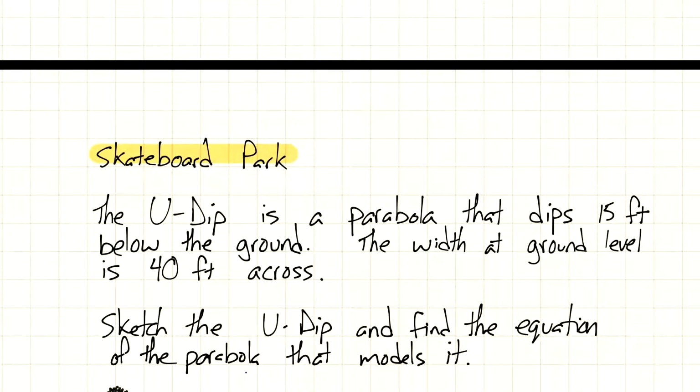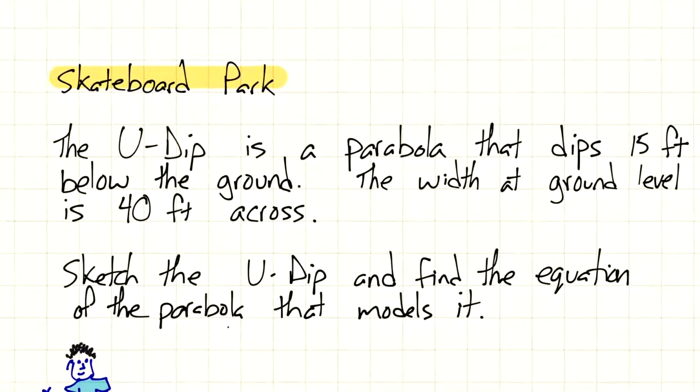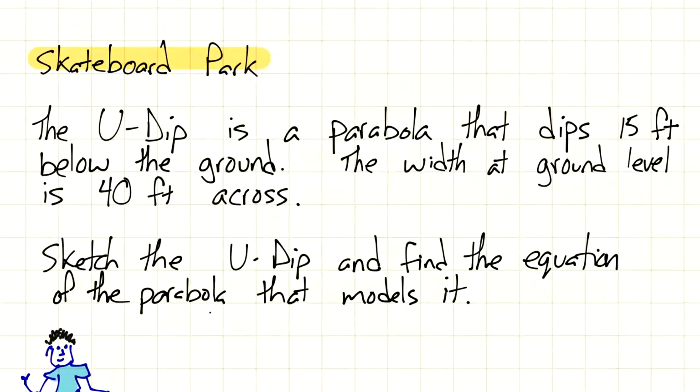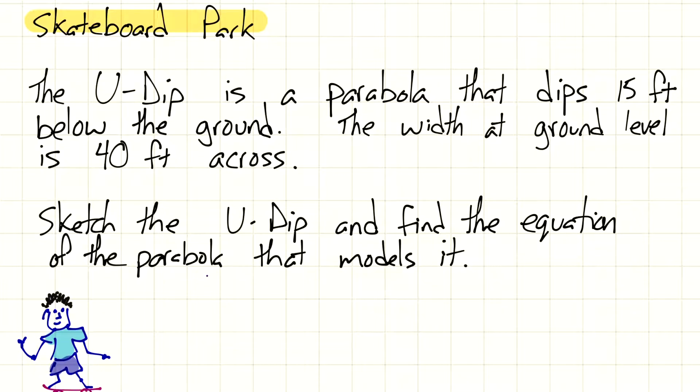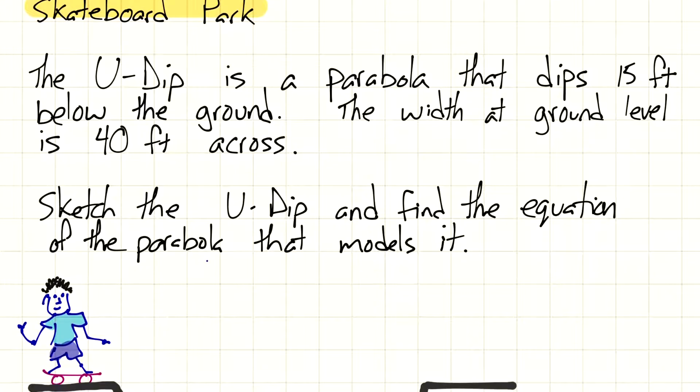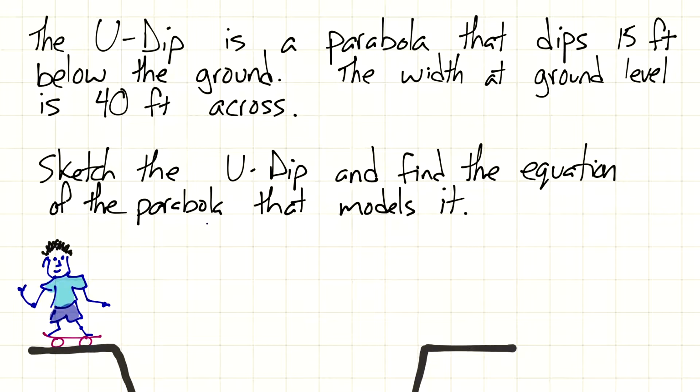One last problem for us to do, and I don't know if any of you know how to ride a skateboard or have ever been to a skateboard park. This problem has us looking at the U-dip. The U-dip is a parabola that dips 15 feet below the ground. The width at ground level is 40 feet across. All right, so sketch the U-dip and find the equation of the parabola that models it.